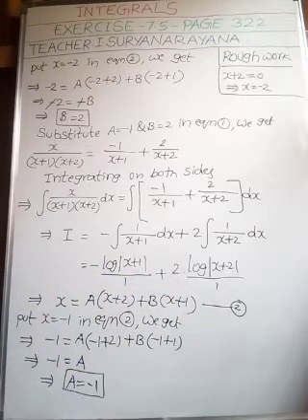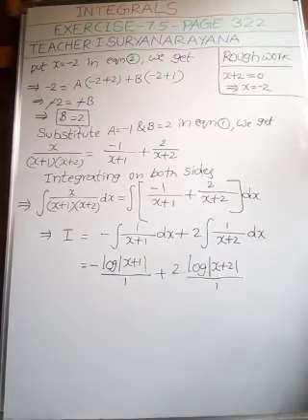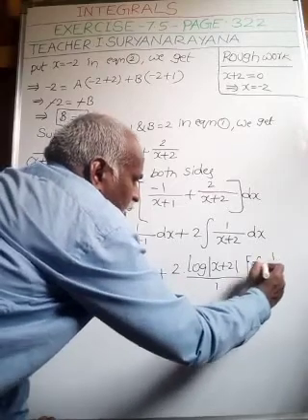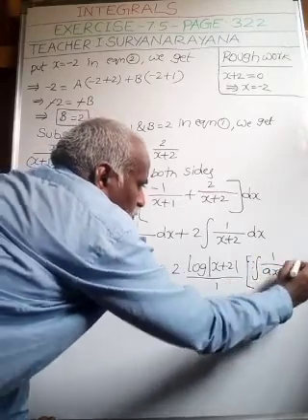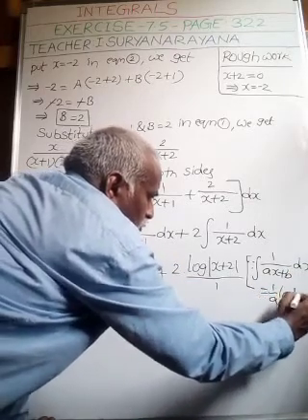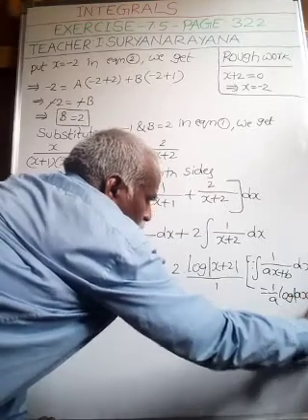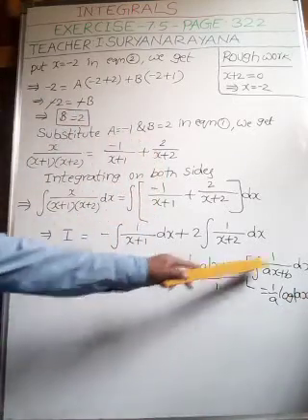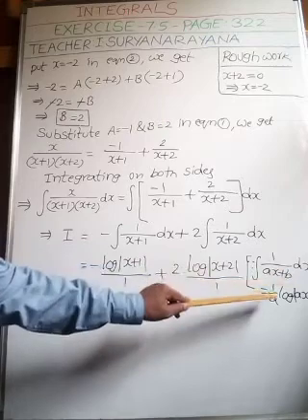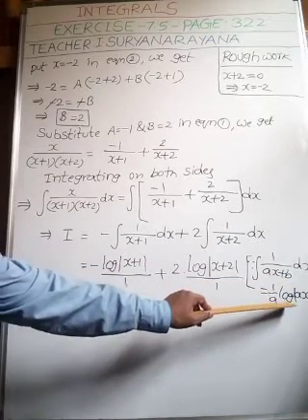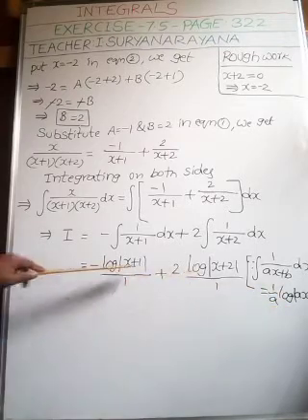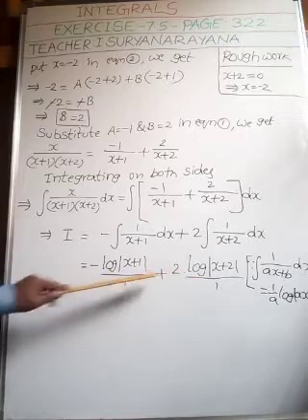Right. Writing here the formula: integral 1 by ax plus b is equal to 1 by a log mod ax plus b. If a linear expression is there in the denominator, then its formula is 1 by a log mod ax plus b. Okay, my children, by using this integral formula, I wrote these two terms. Understood this step, my children?